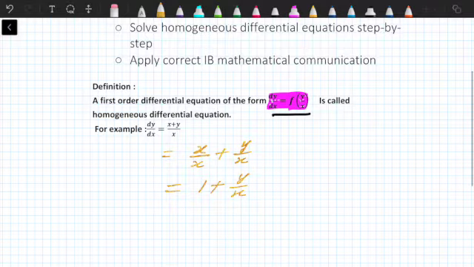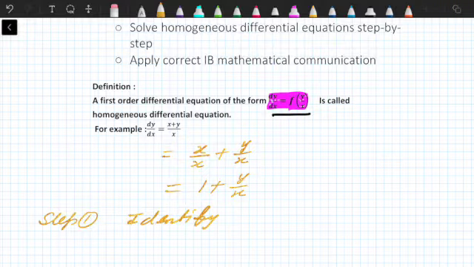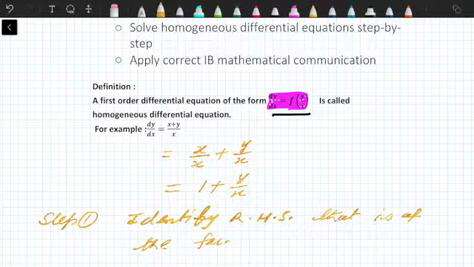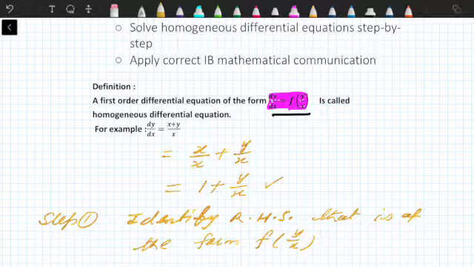Now there are a few steps involved. We'll solve this example at the end after we write all the steps first. Step number 1: if we have a first order differential equation of the form dy/dx = f(y/x), the first step is to identify the right hand side, that it is of the form f(y/x).